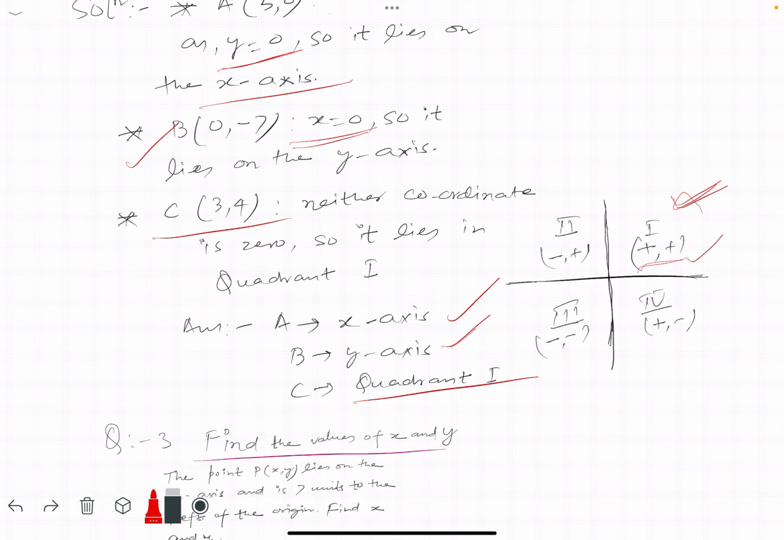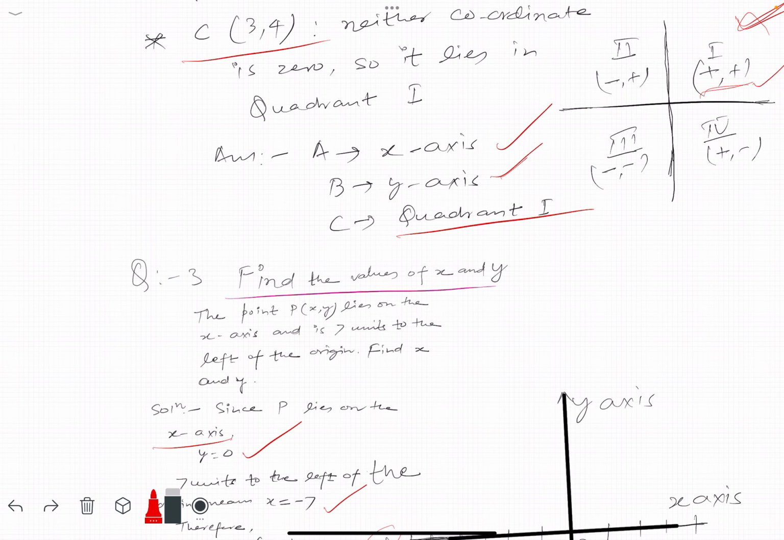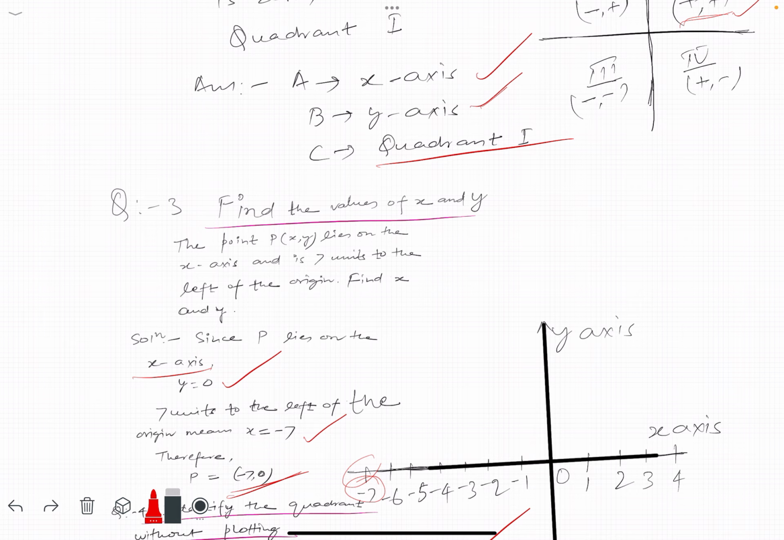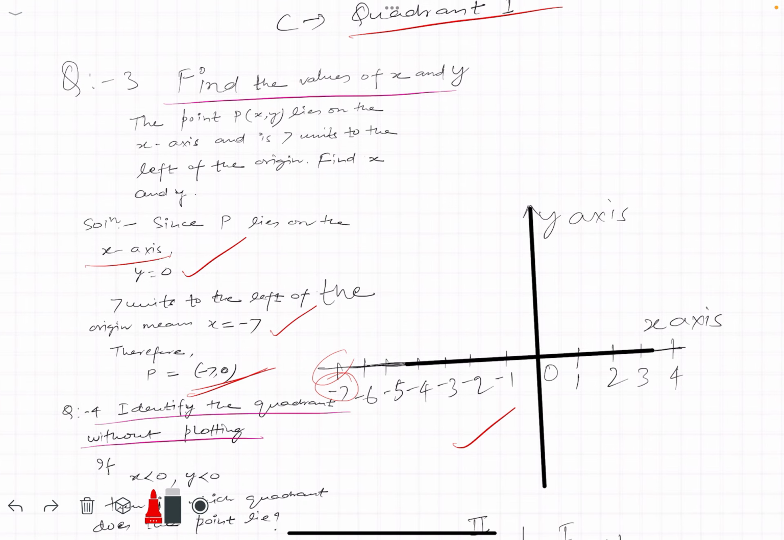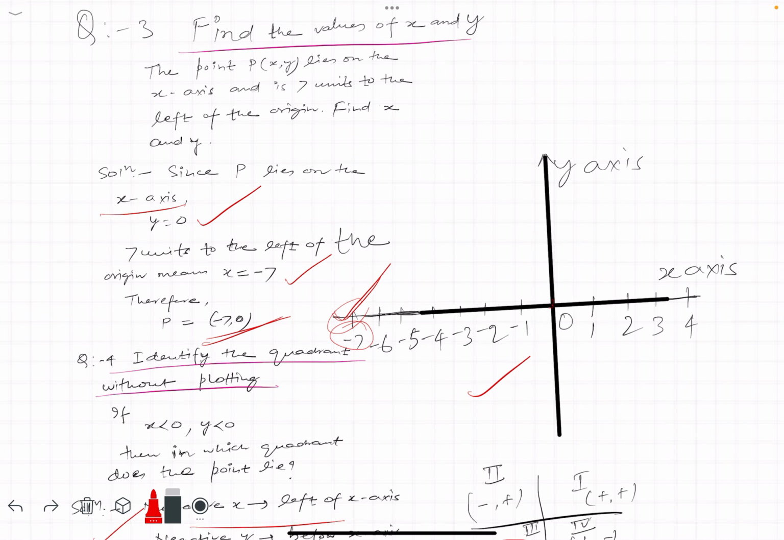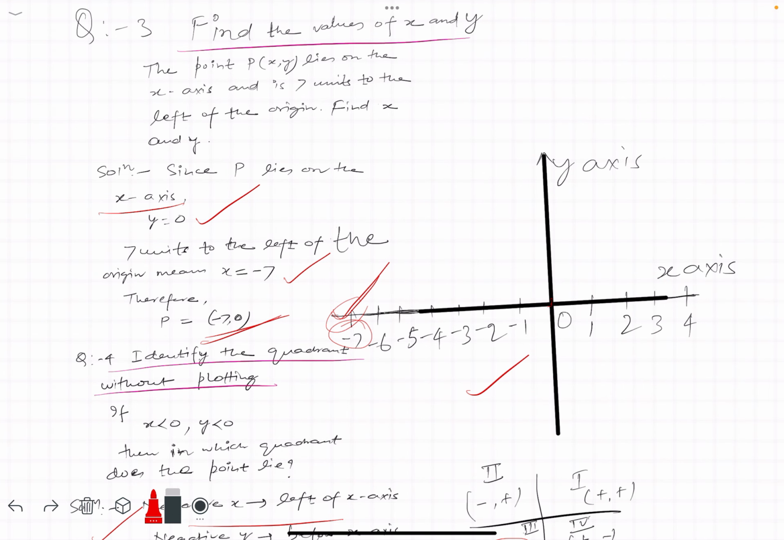Question number 3. Find the values of x and y. The point P(x, y) lies on the x-axis and is 7 units to the left of the origin. Find x and y. Since P lies on the x-axis, y is equal to 0. 7 units to the left of the origin means x is equal to -7. So therefore, P is equal to (-7, 0).